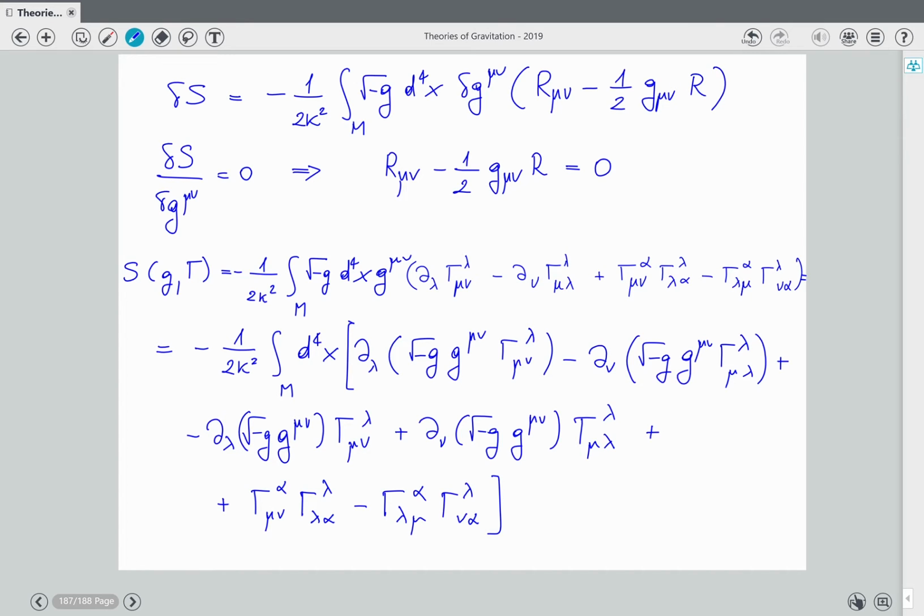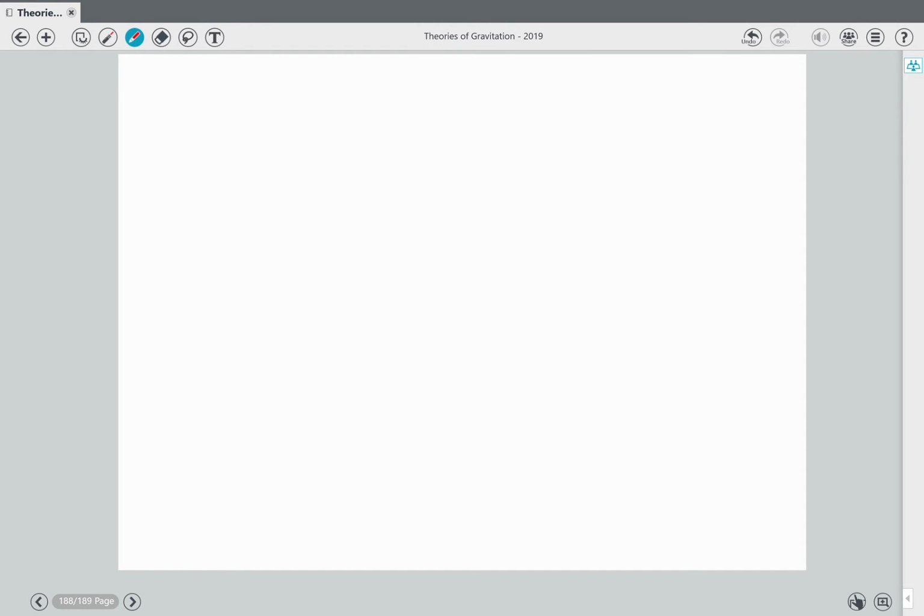Okay, so this is the action. And now we can work out the field equations obtained by the variation with respect to the Christoffel symbols. And in those field equations, we can ignore the boundary terms, because they are boundary terms, and so the variation is zero at the boundary. The rest I will leave to you as an exercise. So the exercise is to prove that the variation of the action with respect to the Christoffel symbols implies metric compatibility.